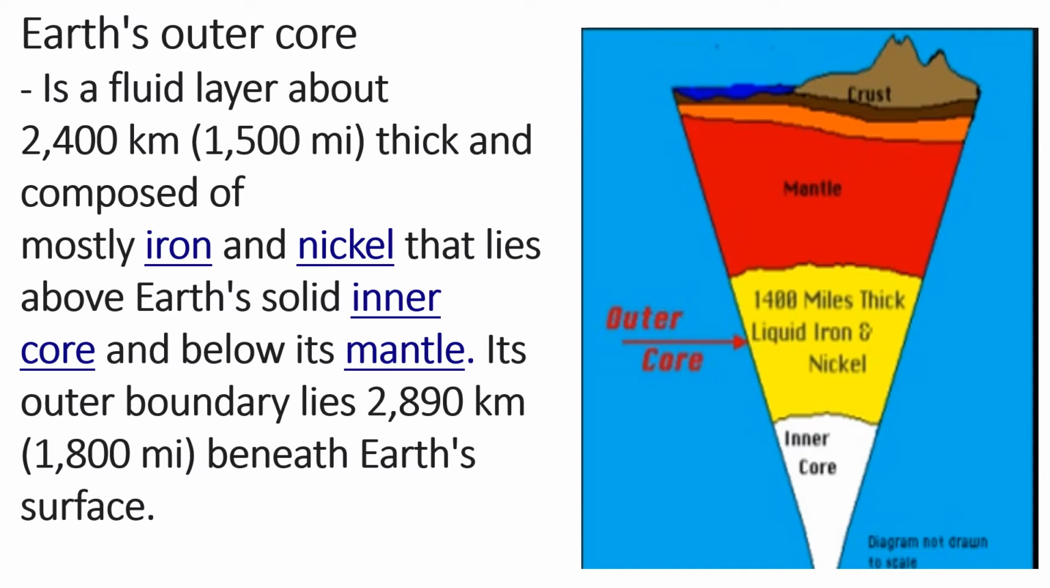If you are going to think of the mantle, that already measures 2,800 kilometers. If you try to figure it out, it is really thick. Mostly it is made up of iron and nickel that lies above the Earth's solid inner core and below the mantle. Its outer boundary lies 2,800 kilometers beneath the Earth's surface.